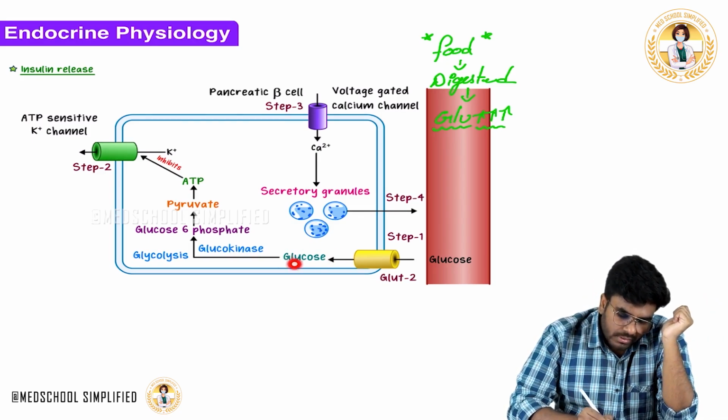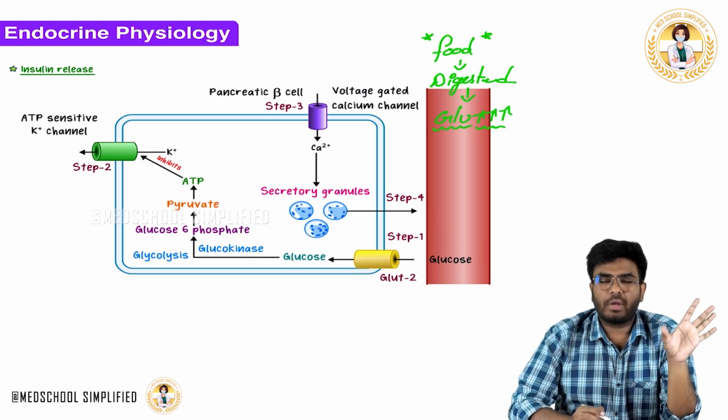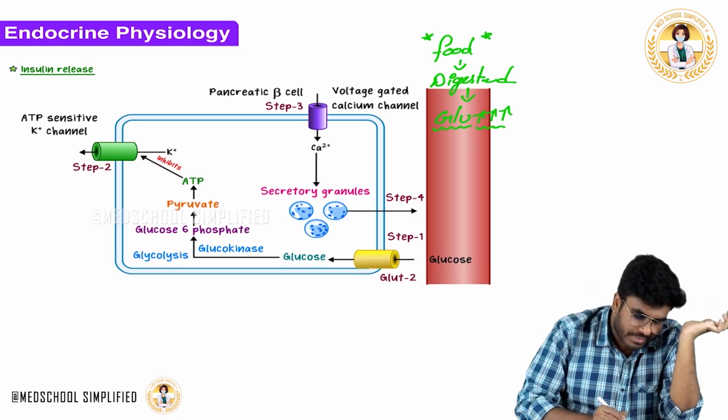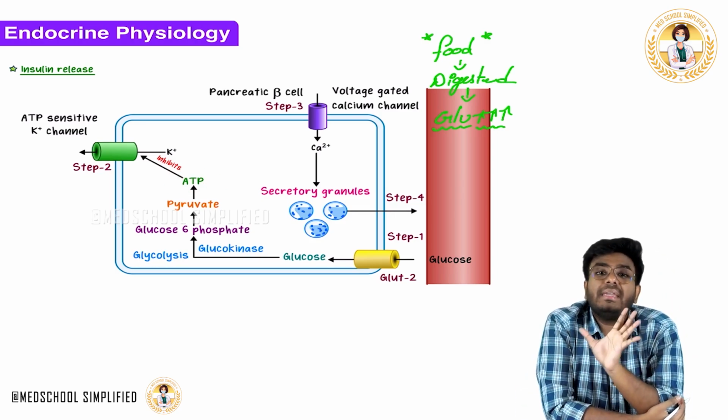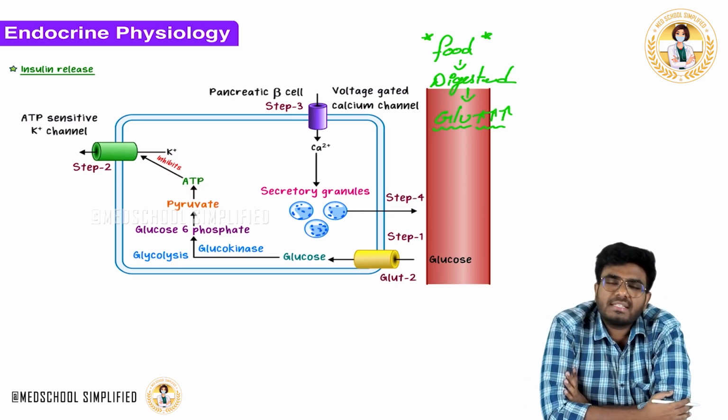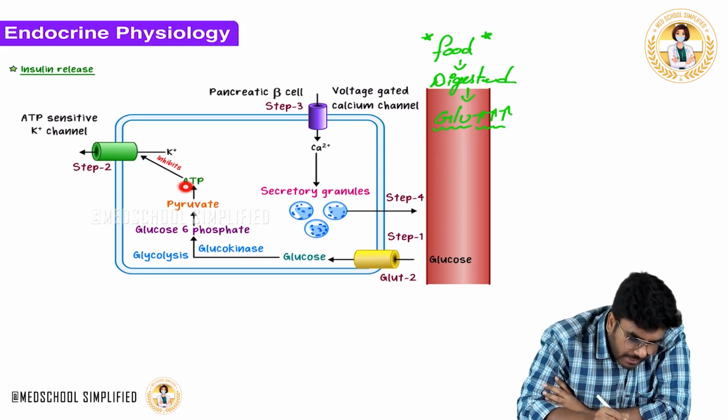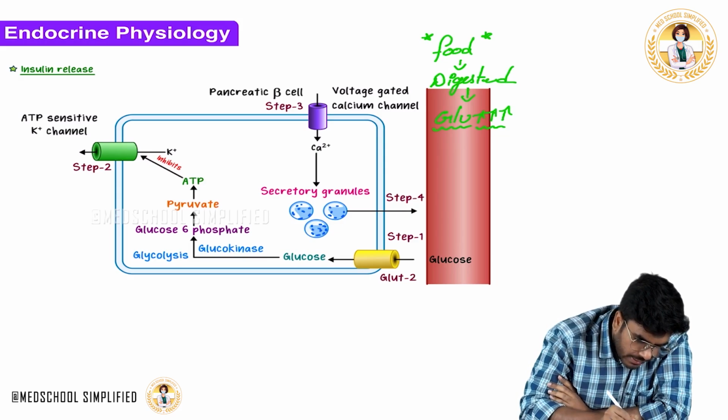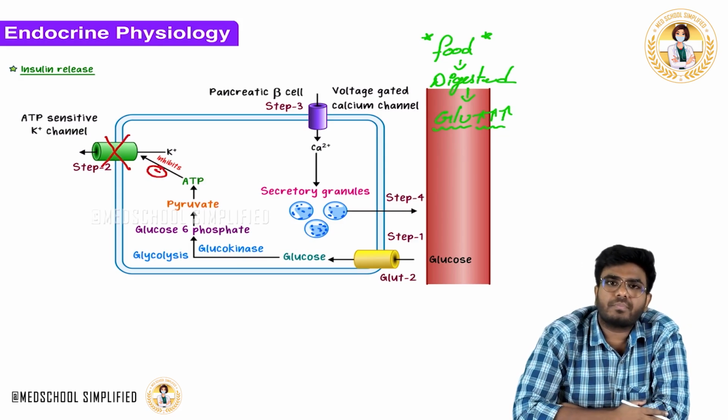At the end of the day, after the electron transport chain, it helps in the production of ATP. So now in this beta cell, ATP is produced. Now what are these ATP molecules doing? These ATP molecules will go and inhibit the potassium channels.